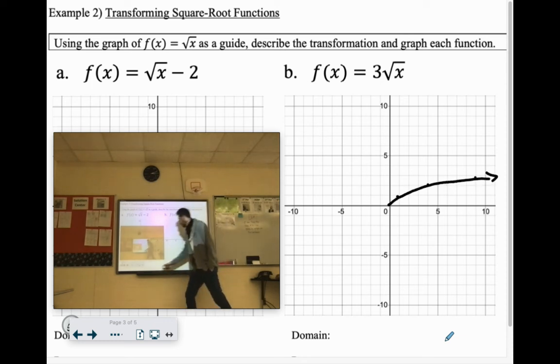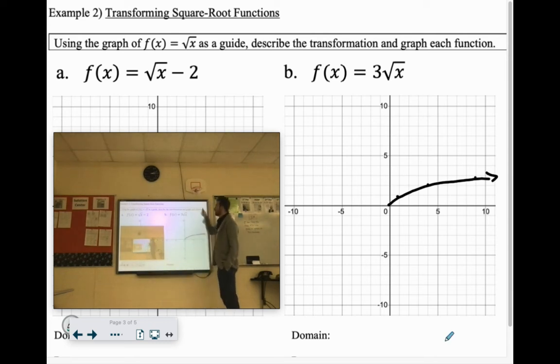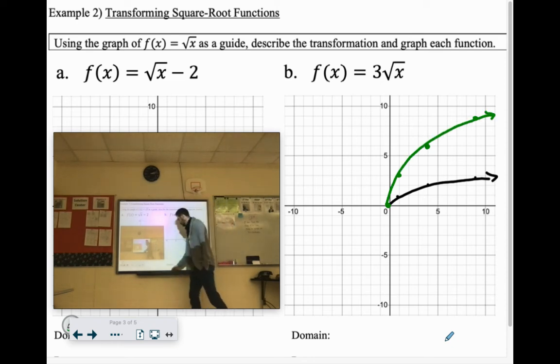We'll do this one in green. So if we took 0 and we square rooted it, it's 0 times 3 would be 0. If we took 1 and square rooted it, the square root of 1 is 1 times 3 is 3. So here's where you see that stretch. It increased it by 3 times as much here. The square root of 4 is 2. 2 times 3 is 6. So there will be a point at 2, 6. And then 9 was our other one. So square root of 9 is 3. And then 3 times 3 would be 9. So here's what it would look like if it was stretched by a factor of 3.